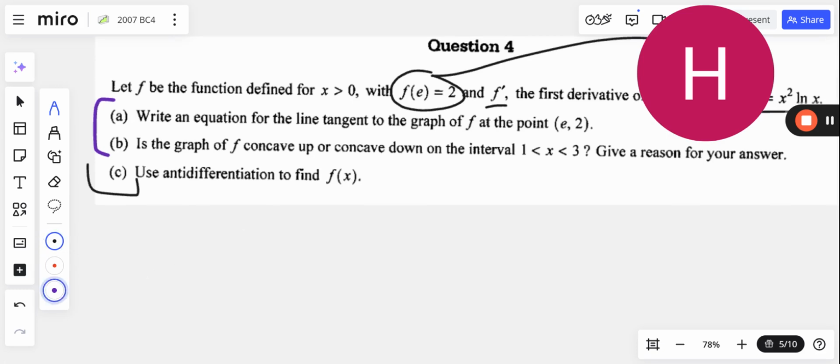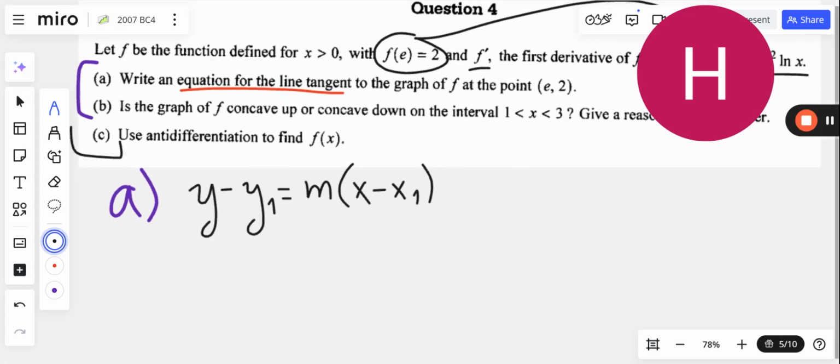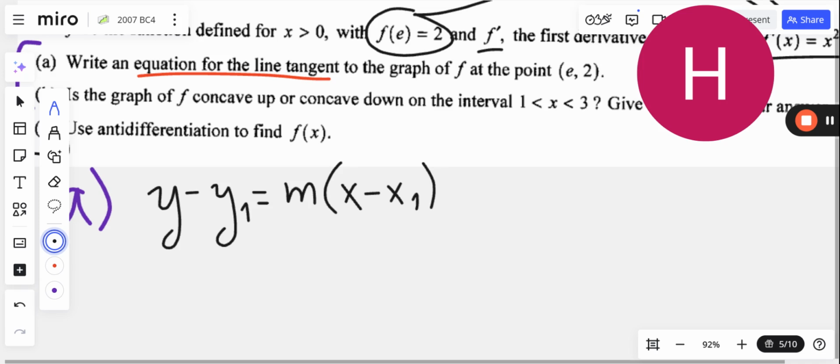Part A uses a very important phrase that I want you to be intimately familiar with: equation for the line tangent. When I see that phrase, I immediately stop what I'm doing and I write down this formula. This is the point-slope equation for a line, and it's the most common equation of a line that you're going to use on the AP Calculus exam.